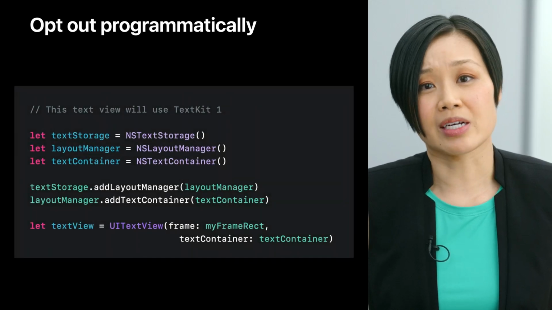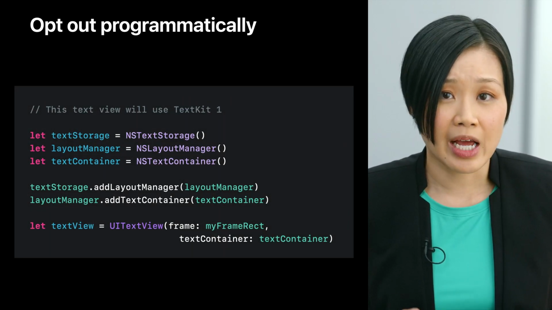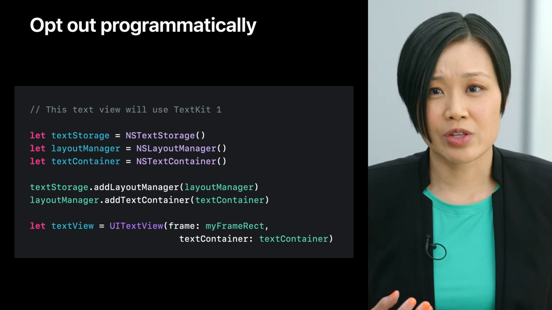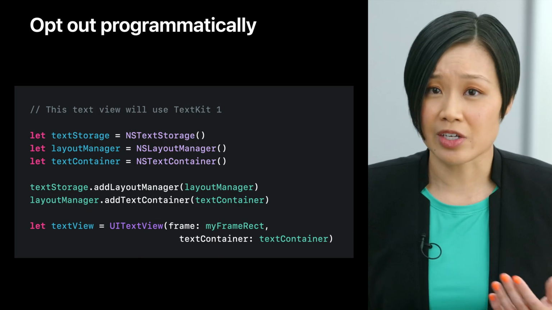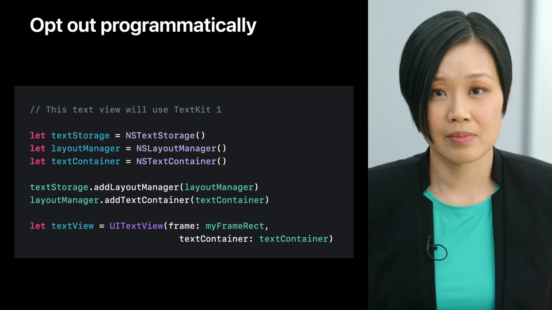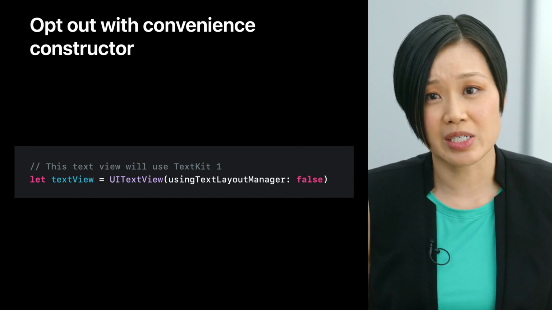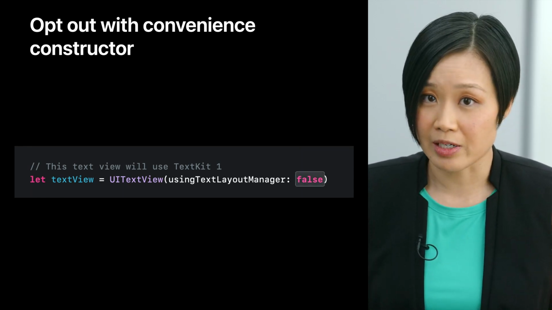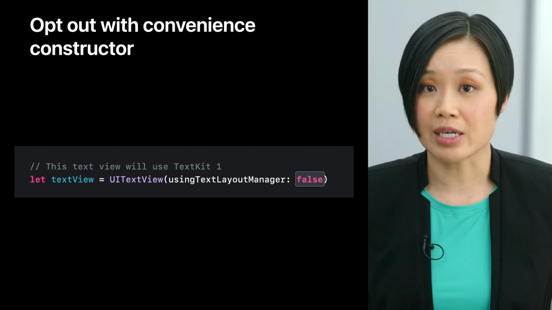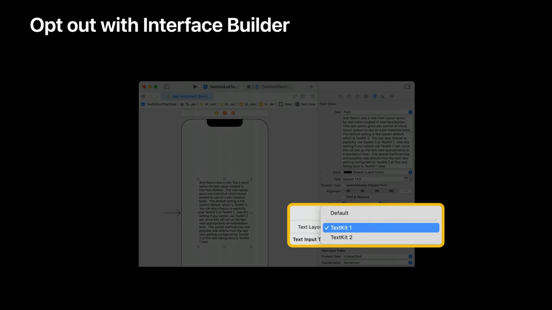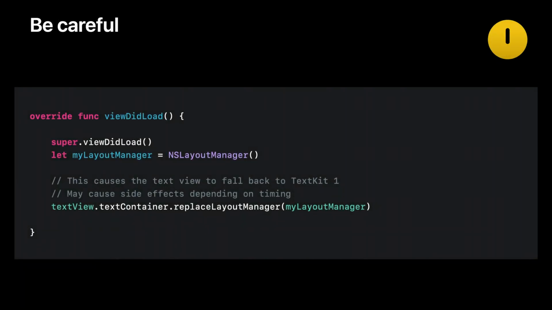If you must drop back to TextKit 1, it's best to opt out at initialization time. With programmatically initialized text views, do this by using your own text container and a TextKit 1 layout manager. Another option is to use the new convenience constructor to initialize a TextKit 1 text view and pass false as the parameter. This will make your text view use TextKit 1. And a third option is to use Interface Builder and set the new text layout option to TextKit 1 on your text view. Here's something to watch out for.